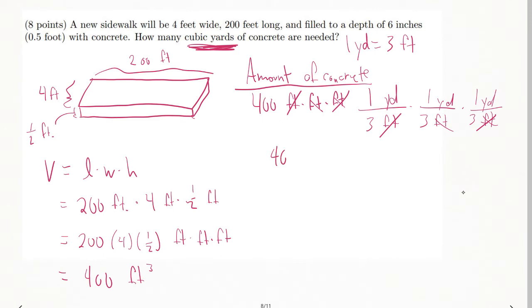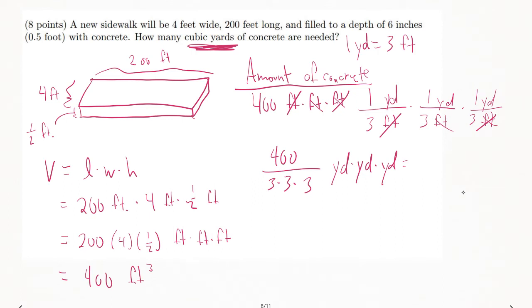So it goes 400 divided by 3 times 3 times 3. Now notice 400 is not divisible by 3 cubed, essentially. And this is yards times yards times yards. So we will probably need a calculator for this one. If you type in 400 divided by 27, if you can do it in your head, that's great, but if not, no big deal. So this would be something like, if we're rounding to 2 decimal places, 14.81 cubic yards. So you could need 14.81 cubic yards.